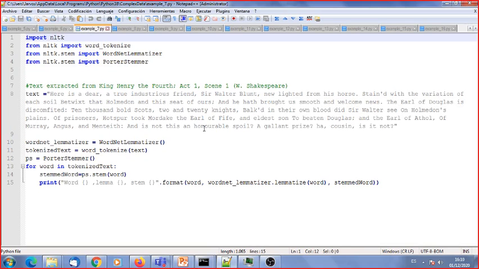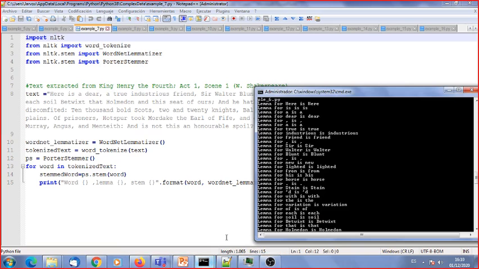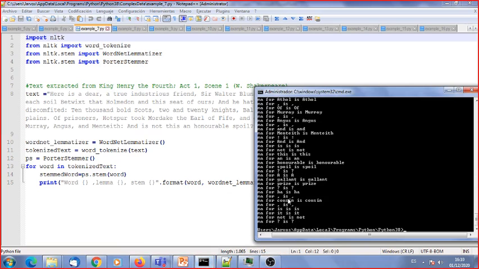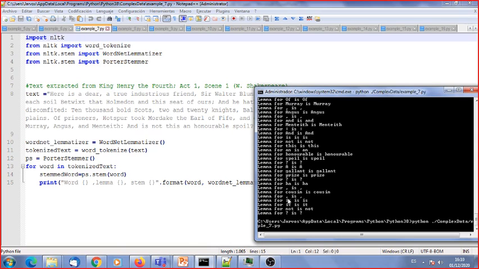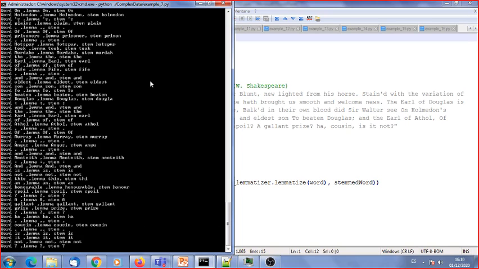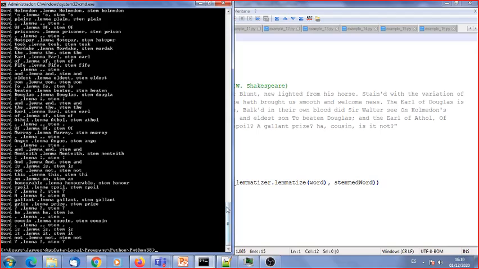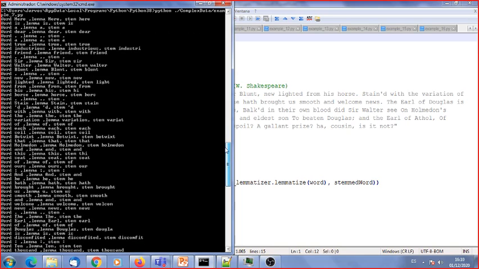So there are some. Okay, I will show you this. It is not necessary for you to copy. I will try to show you the comparison between the stemmer and the lemmatizer. Give me a moment. So can you see the screen?